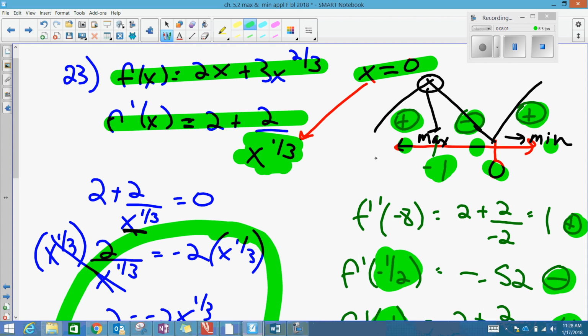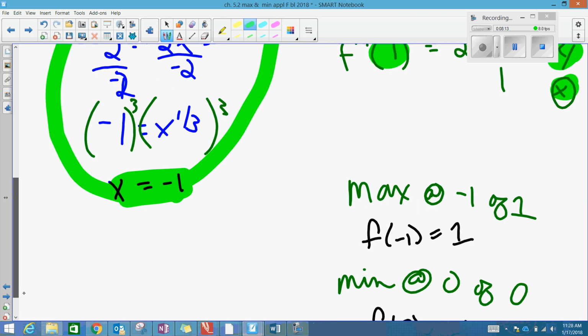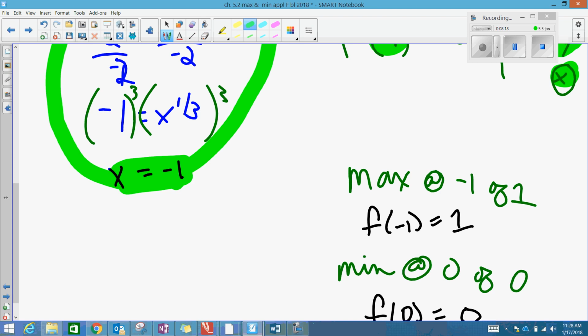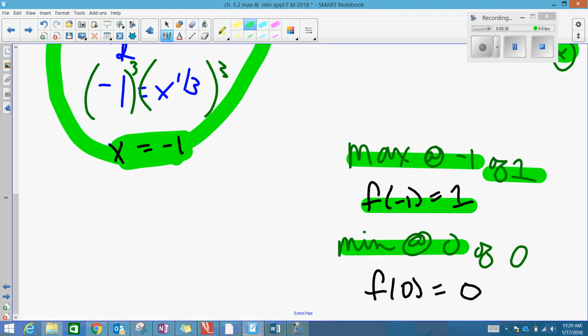So again, if it is increasing coming up to negative 1 and then decreasing, negative 1 is a max. It's decreasing coming into 0 and then increasing, so 0 is a min. So I have a max at negative 1. I plug negative 1 into my original function, and I find that it is a max at negative 1 of 1. I have a min at 0. I plug 0 into my original function, and it equals 0, so the min is at 0 of 0. Okay, hopefully that is sounding familiar to you guys.